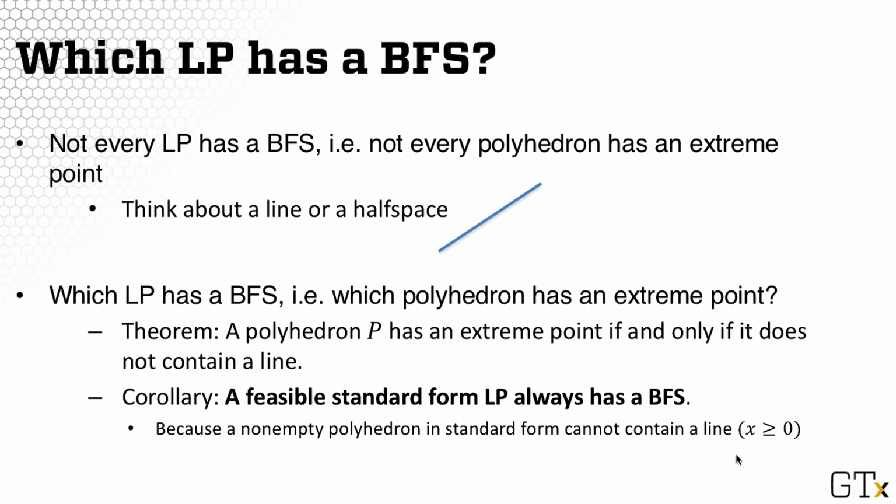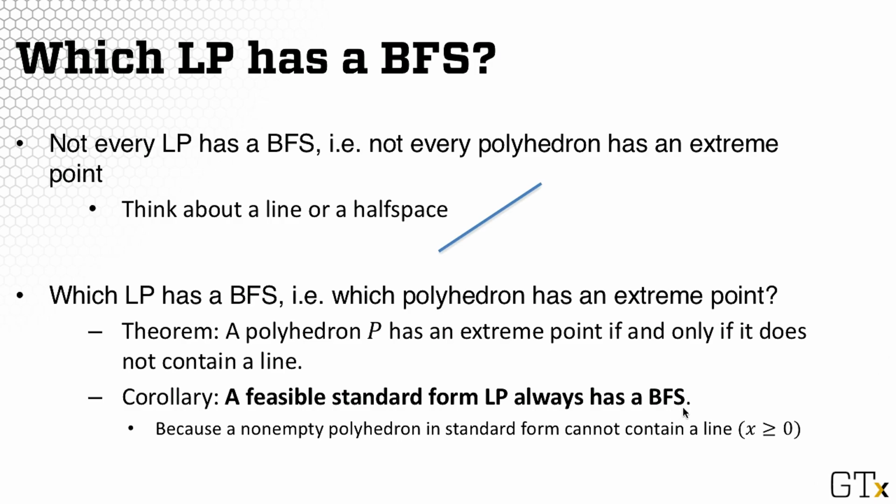So it must become negative at some point. Therefore, it cannot happen if we have the constraint that X is non-negative. So that means a standard form LP's polyhedron does not contain a line. Therefore, it must have a basic feasible solution when it's non-empty.